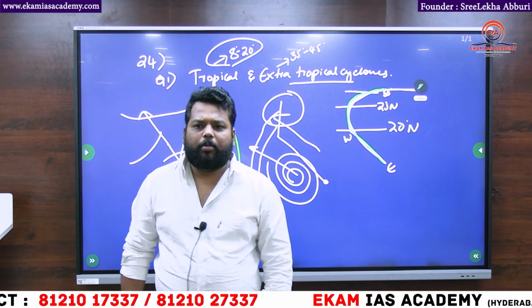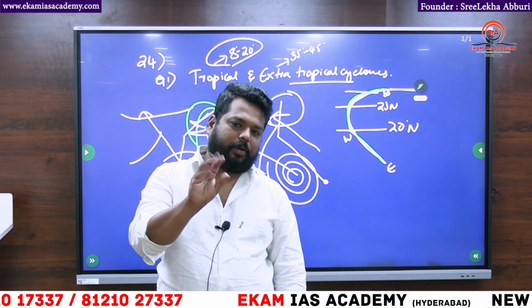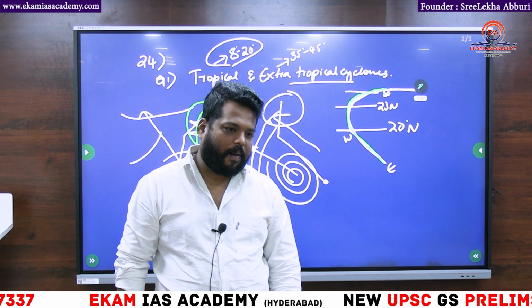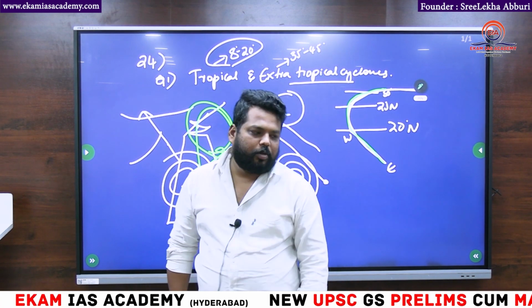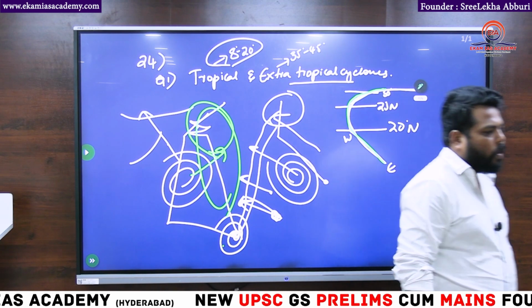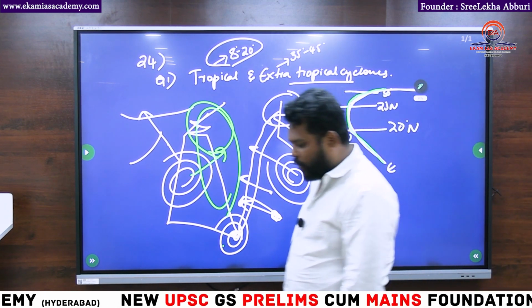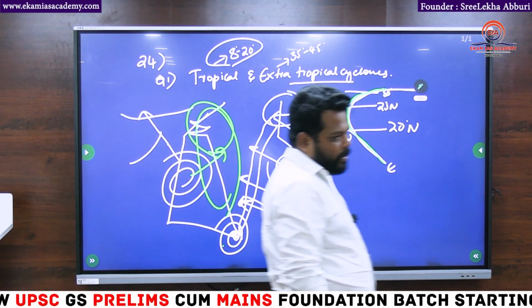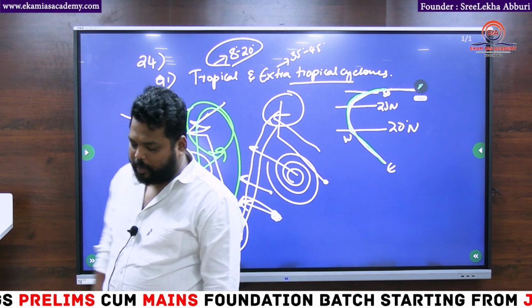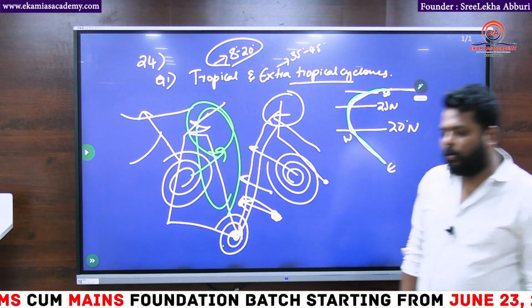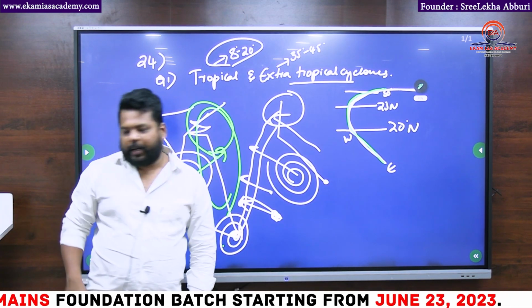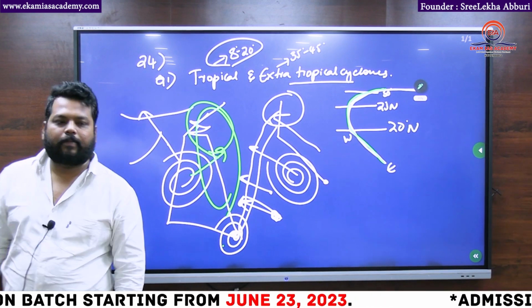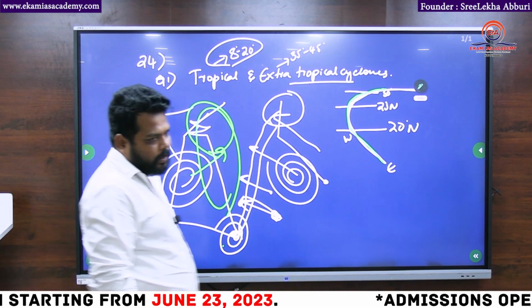See, whenever tropical cyclone comes into your mind, keep these 5 points in your mind. Point number 1, sea surface temperature should be more than 27 degrees. Presence of Coriolis force, second point. Pre-existing low pressure. Fourth, low wind shear. Fifth, upper air divergence. Okay. So make sure that you mention these particular points.